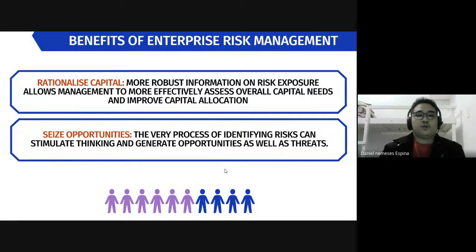Another benefit is it will rationalize the capital. So more robust information on risk exposure allows the management to more effectively assess the overall capital needs and improve the capital allocation.